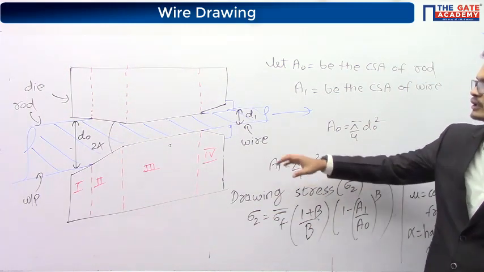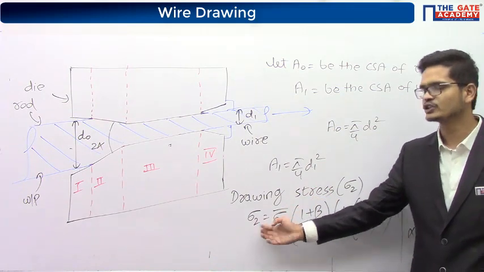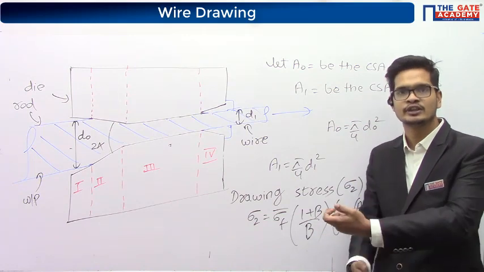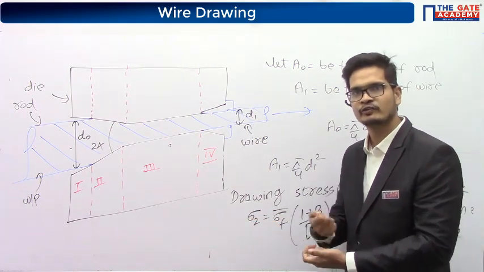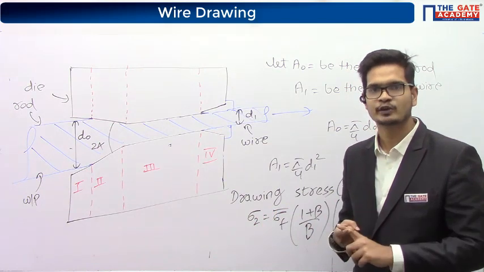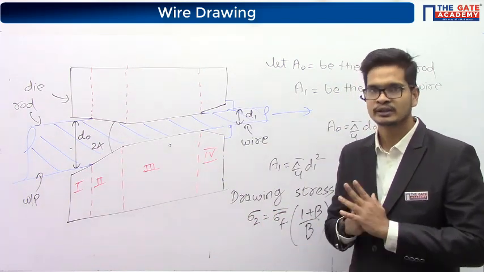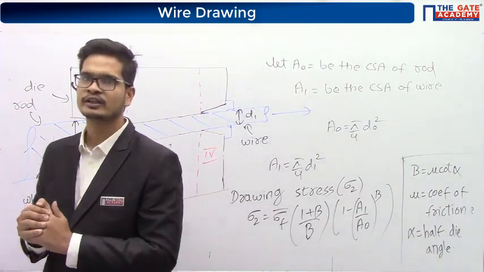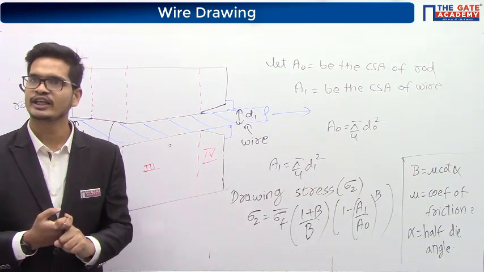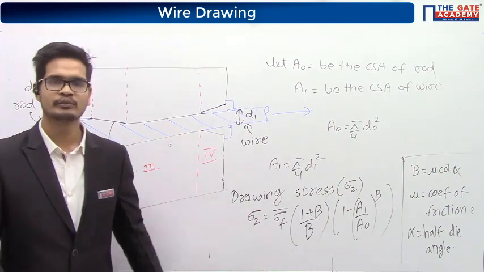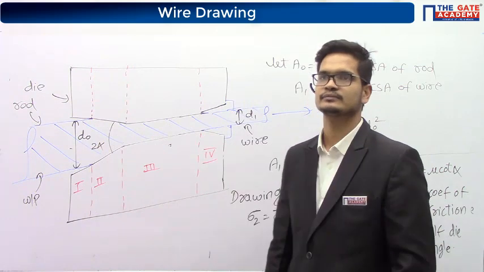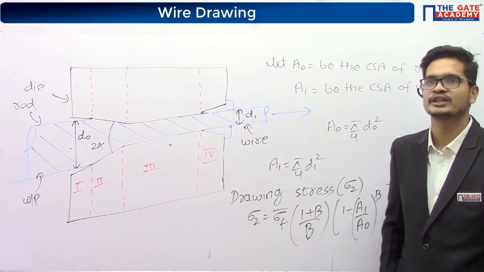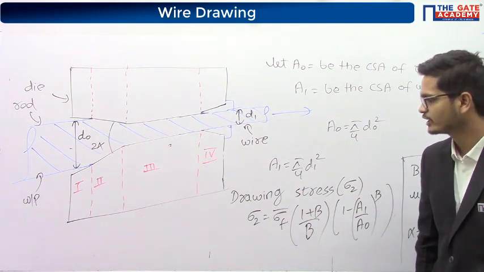Okay guys, so this sigma 2 is the drawing stress. It means it is the stress by which you are drawing the wire, the stress by which you are pulling. It is a tensile stress. But is sigma 2 the stress because of which the wire is undergoing deformation? Is drawing stress the stress because of which the wire is undergoing deformation? Danish is saying die compression.